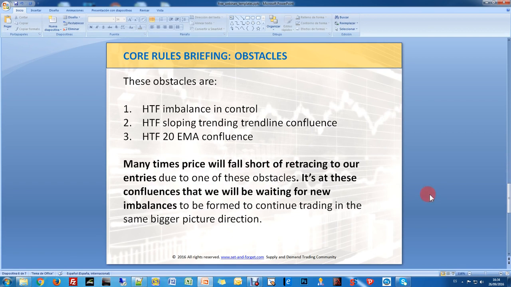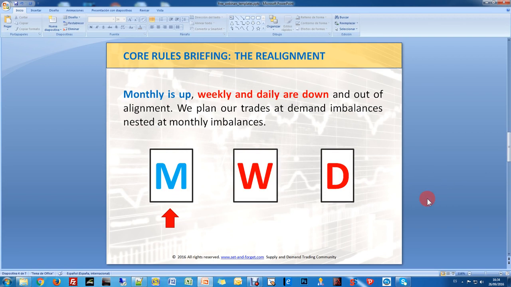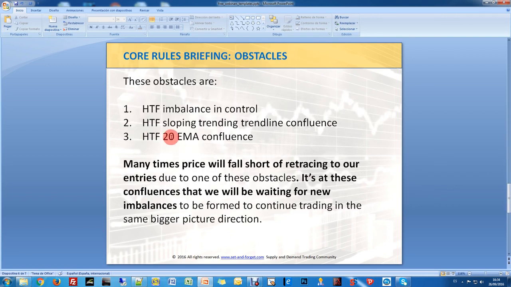There are several obstacles here. Price does not retrace to our area because it finds higher time frame imbalance in control. Or because we find a sloping trend line confluence, like the weekly or the monthly bullish trend line when we are talking about an uptrend here. Or a higher time frame 20 EMA confluence. So many times price will fall short of retracing to our entries because of these obstacles. It's at these confluences that we will be waiting for a new imbalance to be formed to continue trading in the same bigger picture direction.